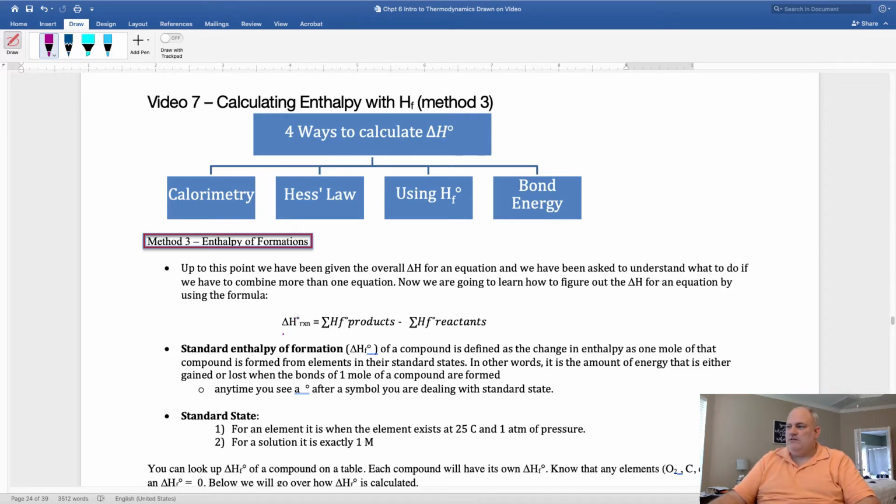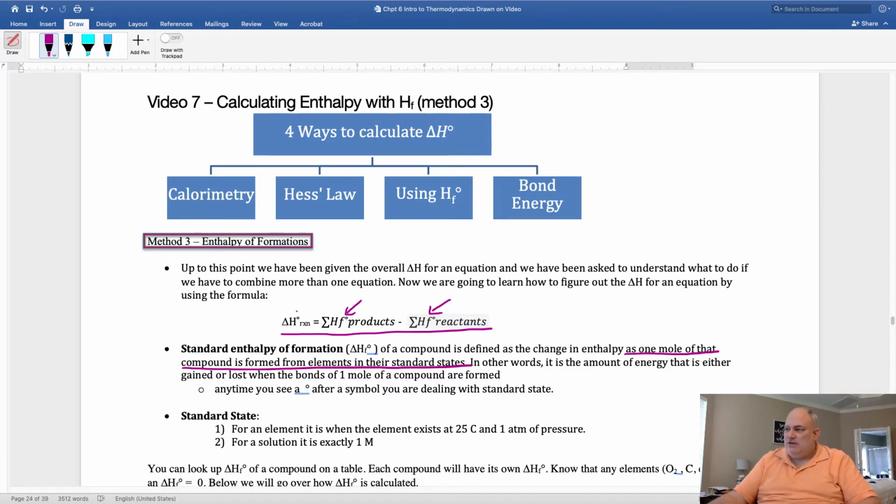In order to do that, we need to use this equation right here, which says the enthalpy of a reaction is equal to the enthalpy of formation of the products minus the enthalpy of formation of the reactants. Now, that begs the question, what is the enthalpy of formation? Well, here's how it is defined. It's the change in enthalpy as 1 mole of that compound is formed from elements in their standard states. In other words, whenever you have a compound that is formed from its elements, either energy is going to be gained or lost when you form 1 mole of it. That is called its heat or its enthalpy of formation.